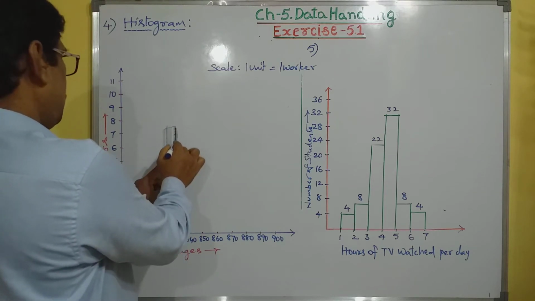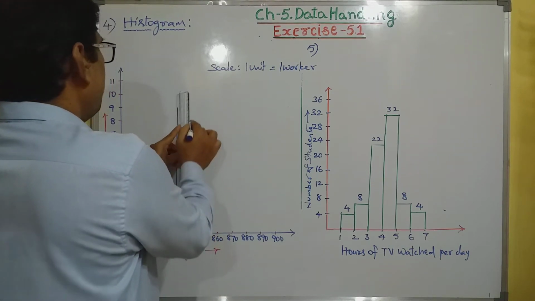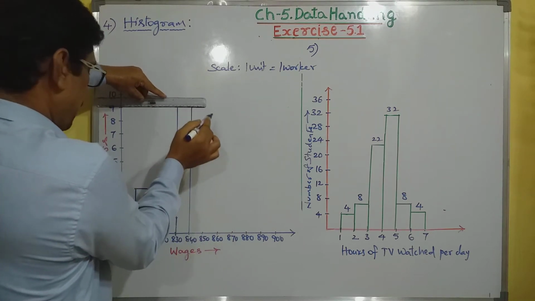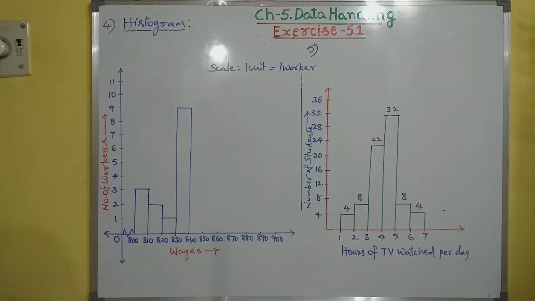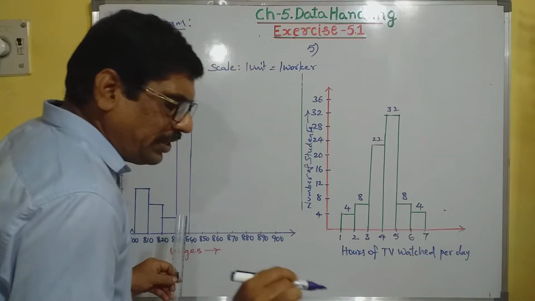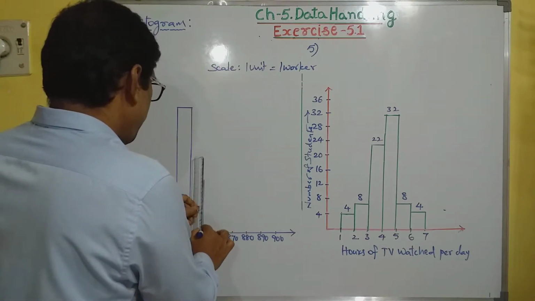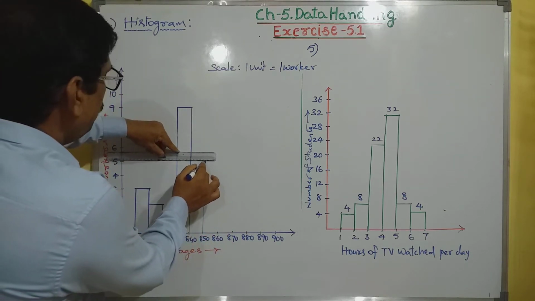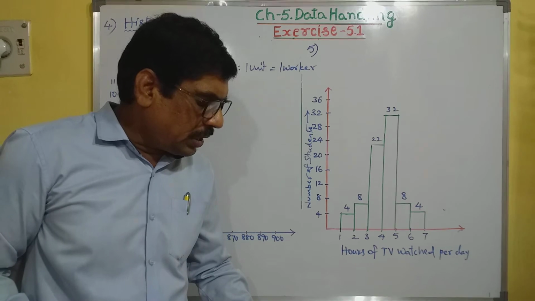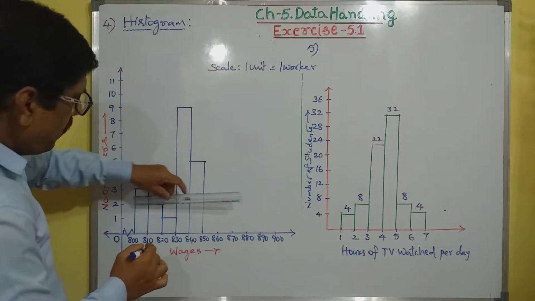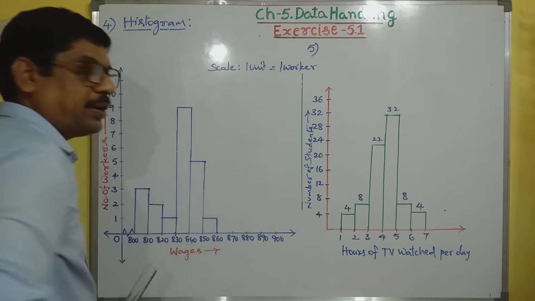Next, 830 to 840, the frequency is 9. We need to draw the rectangular bar up to the height of 9 units, because the frequency for the class 830 to 840 is 9. Now look at the table. What is the frequency for the class 840 to 850? That is 5. So we draw the bar up to the height of 5 units. And the class 850 to 860 has a frequency of only 1, so we draw the bar up to the height of 1 unit.